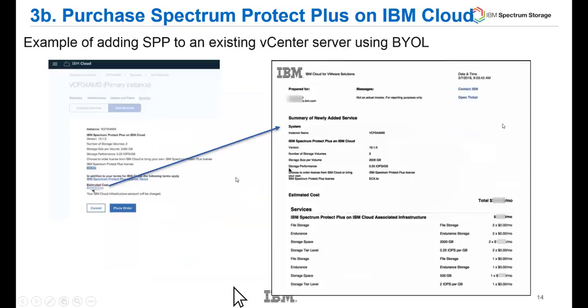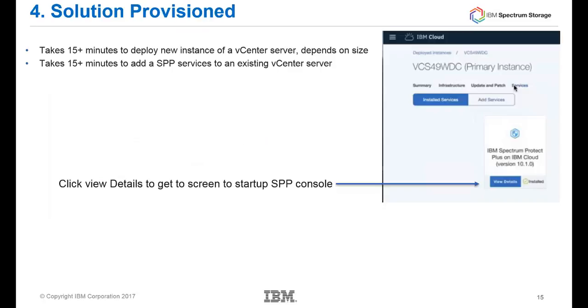Likewise, if you were to bring your own license, and in this case I was adding it to an existing vCenter server, when I click on estimated costs, this time all I'm going to see in there is the costs that are associated with the infrastructure inside of IBM Cloud that your Spectrum Protect Plus server is going to be running on. Once you've okayed the pricing and the sizing, it'll take 15 minutes plus to deploy the new instance of your vCenter servers and Cloud Foundations, as well as the Spectrum Protect Plus server on top of that. If all you're doing is deploying a Spectrum Protect Plus service onto an existing vCenter server, obviously that'll be a little bit faster.